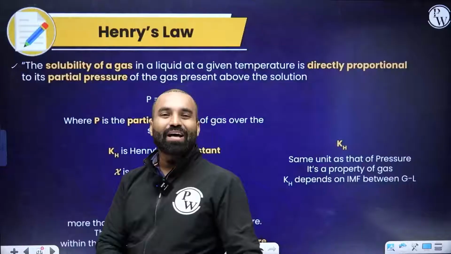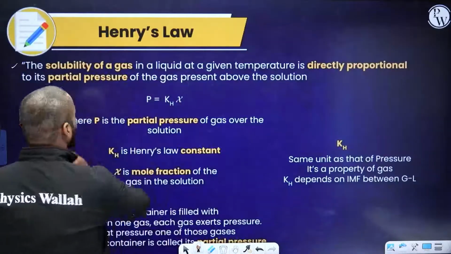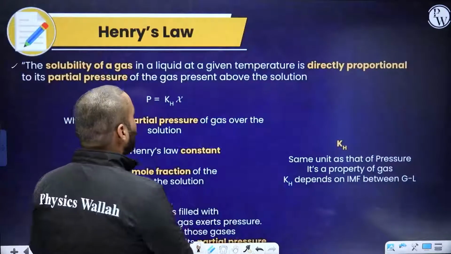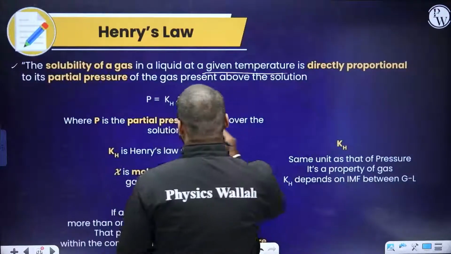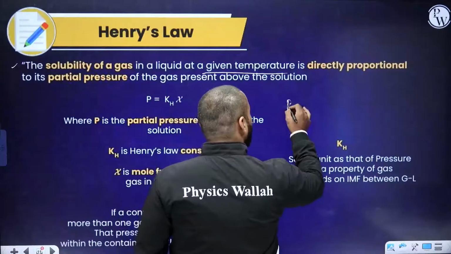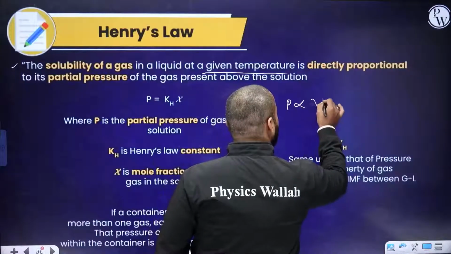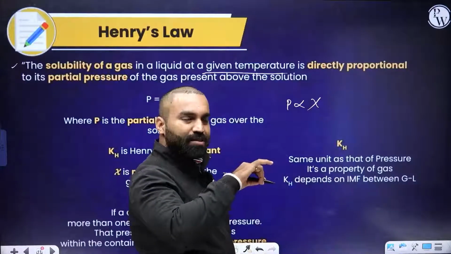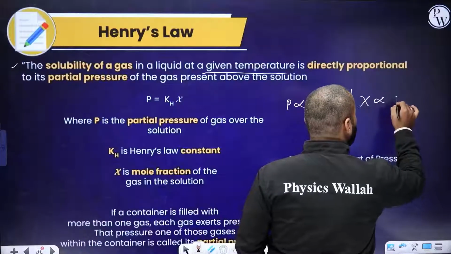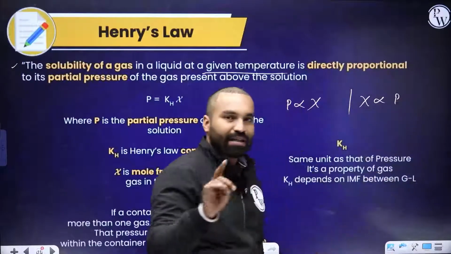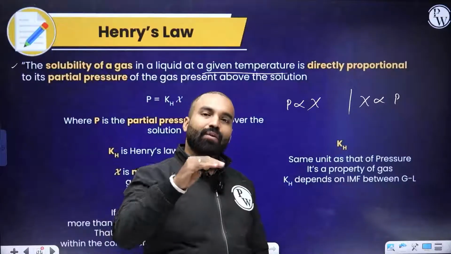Let's come back to Henry's law. Henry's law says that the solubility of a gas in a liquid at a given temperature is directly proportional to the pressure. Pressure is directly proportional to chi, the amount of the substance. Also, according to the definition that I have brought to you, chi will be directly proportional to the pressure of that gas above that liquid surface.